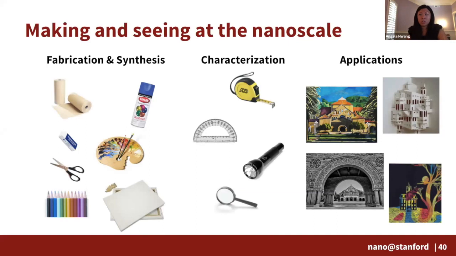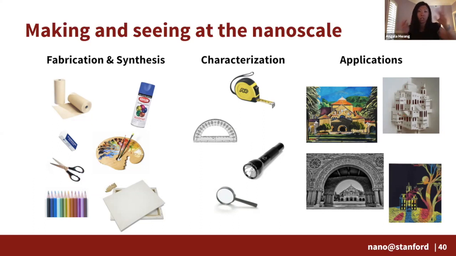Okay, so this is just a quick run through of how do we see and make things at the nanoscale, okay? So it's kind of like starting any sort of project. This is just an example of an art project, right? So you start with your materials that you're going to work with. It might be paints or brushes or pieces of paper. And then you also have your characterization tools that you're using. So that could be like your eyeball, a magnifying glass, a protractor, a ruler, things like that. And then your final application. What do you want your project to ultimately look like?